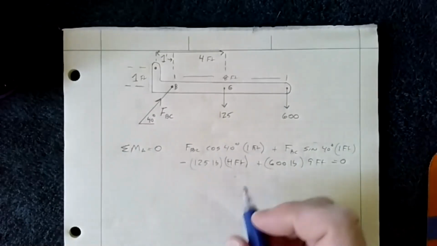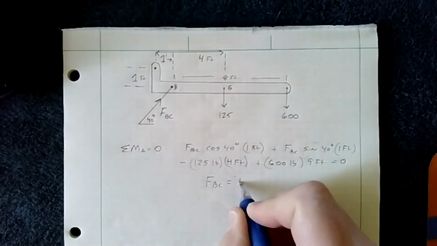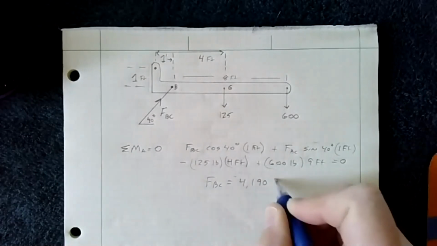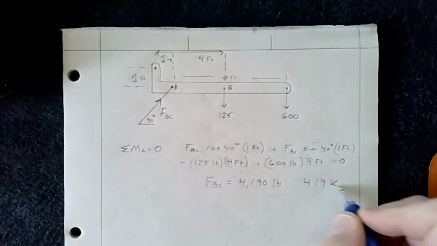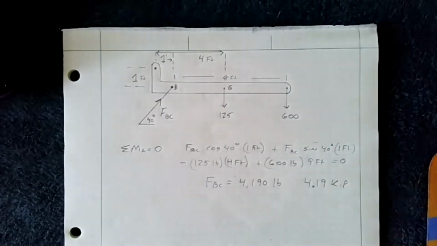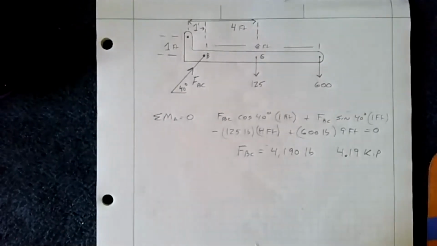So we solve and we get the force in BC gives us a force of 4,190 pounds. Sometimes you'll see that written as 4.19 kip, or 1,000 pounds. So we can do the same thing as before now.